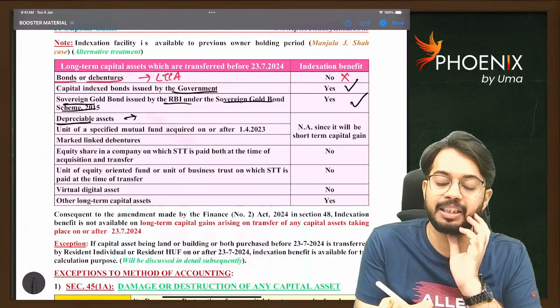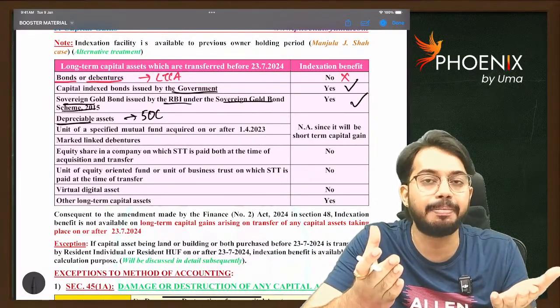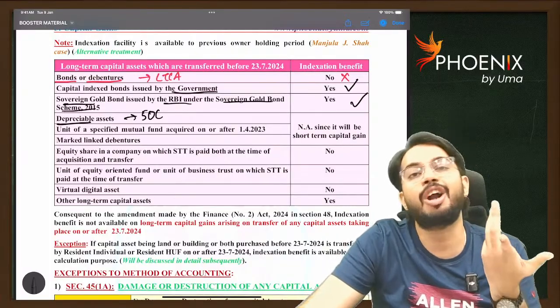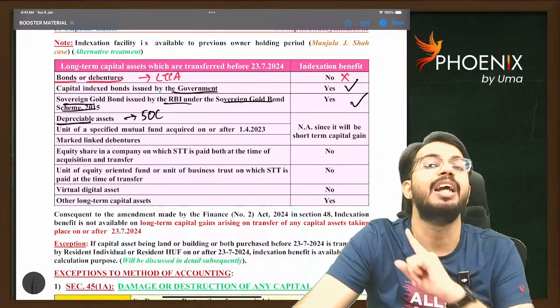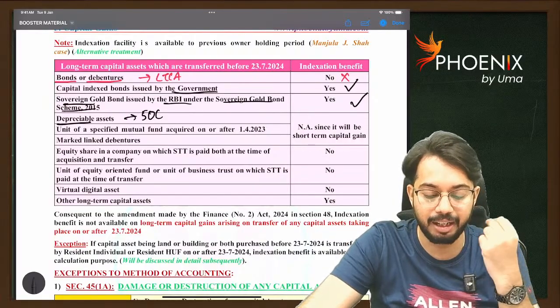Depreciable capital assets, section 50C, we already discussed. In case of depreciable capital assets, they are always treated as short-term capital asset. As they are always treated as short-term capital asset, indexation benefit is not available. Are you able to understand?